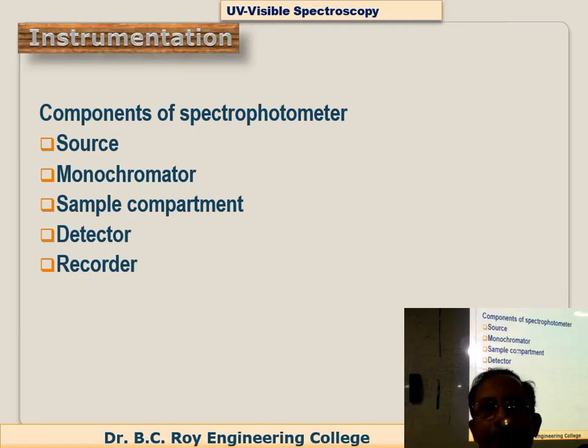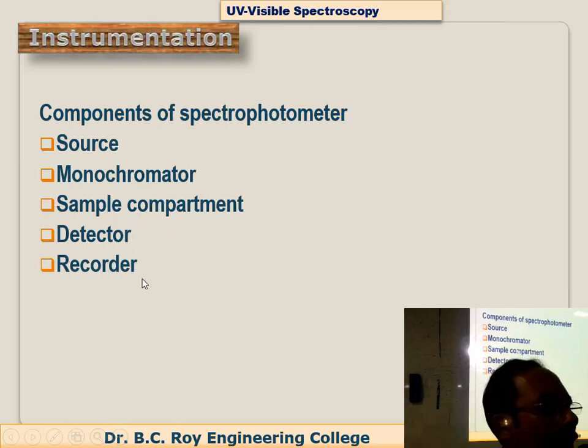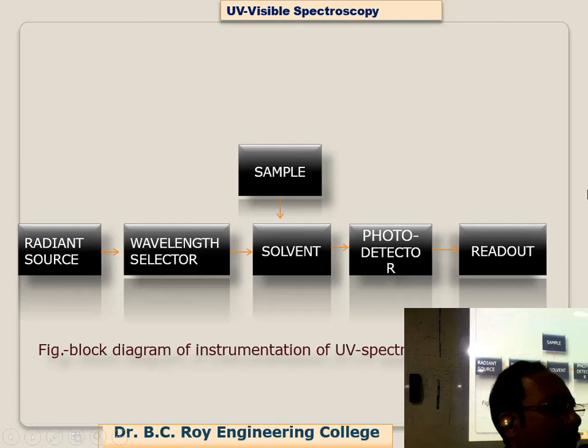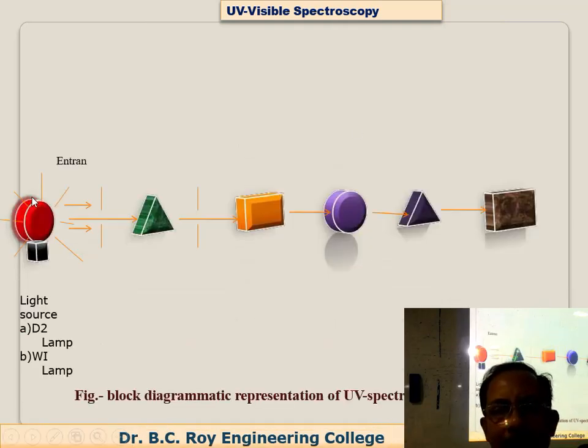Then you have the instrumentation: source, monochromator, sample compartment, detector, recorder. I am not going into detail because I told you at the beginning. This is the sample; the sample as well as the solvent we keep here. This is the light source, wavelength selector, then passing through the solvent and the sample, then the photo detector, and then the readout. Readout means the spectrum forms there. This is the light source, prism, then monochromator, then one by one, ultimately it is going to the recorder.